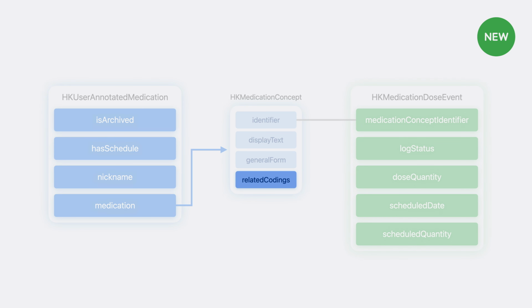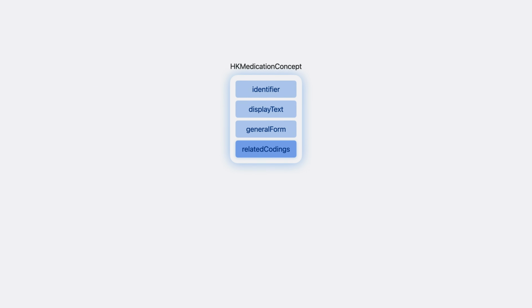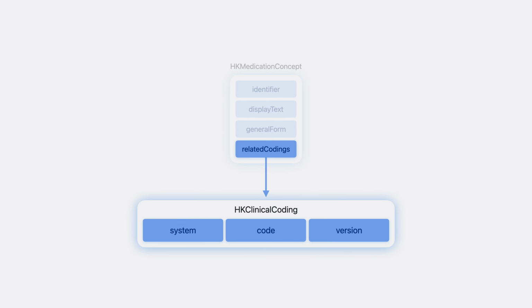I used the related codings property on HK medication concept. It contains a set of clinical codings that represent this medication. A clinical coding is a code contextualized in a system. These codes represent specific medical concepts like allergies, conditions, and in our case, medications.